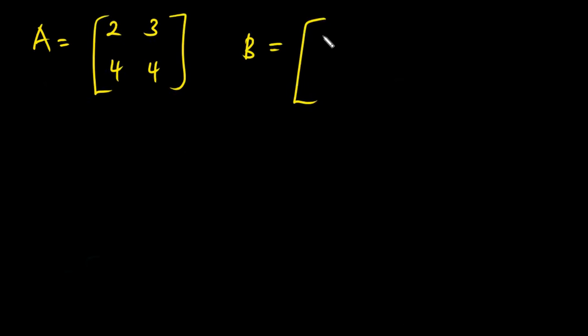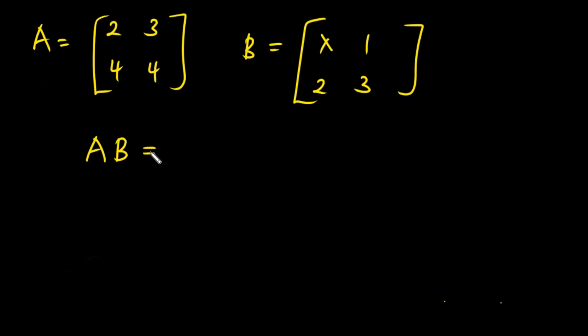So we are given that matrix A is 2, 3, 4, 4 and matrix B is equal to x, 1, 2, 3. We are not given the value of x. And then we are also told that matrix A multiplied by matrix B should give us a singular matrix.